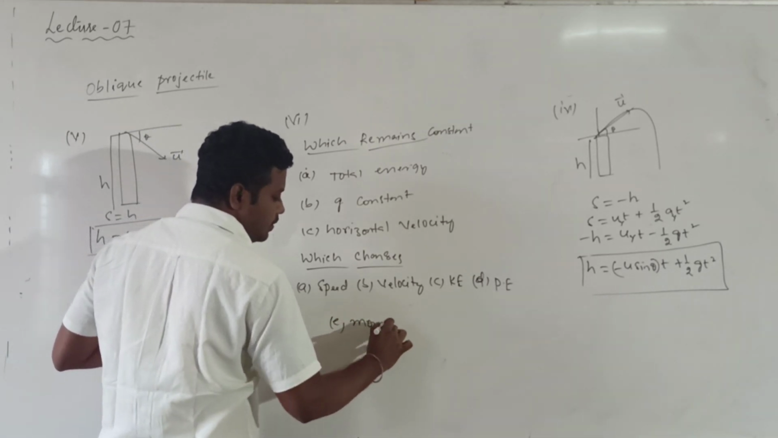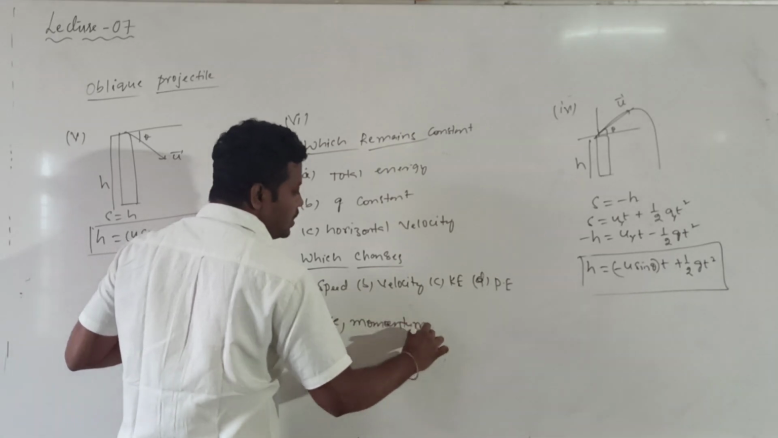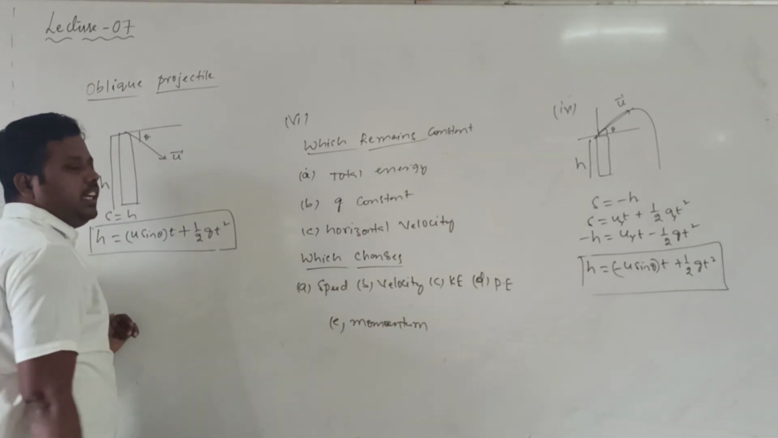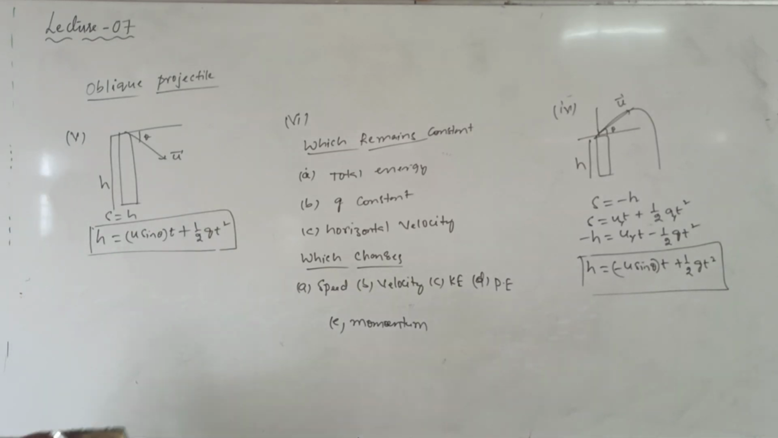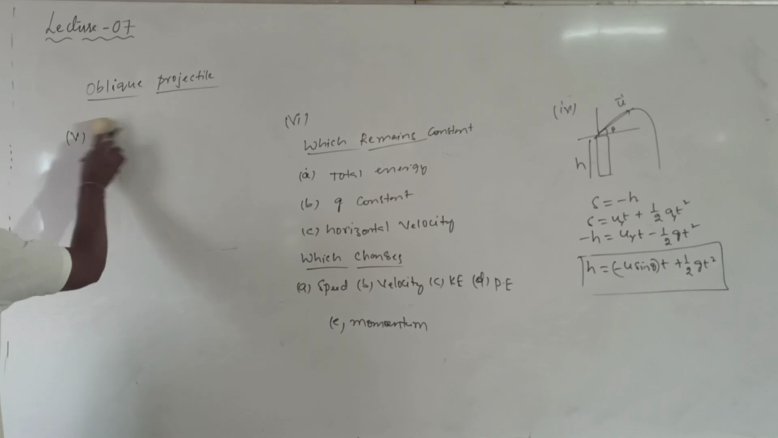So these are the quantities which are going to change, and these are the quantities which are going to remain constant, regarding projectile motion. Understood? Which projectile? Oblique projectile. Okay. Then this is regarding the oblique projectile.